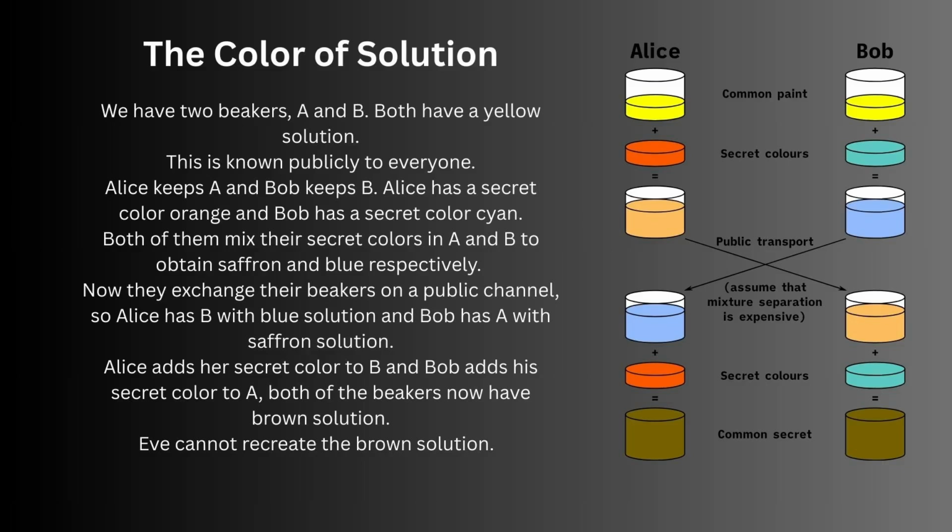Over here, Alice and Bob still end up with the same color solution, but Eve, who is observing all of this interaction between them giving the blue and the saffron to each other, has no idea that the final solution is actually the brown one.